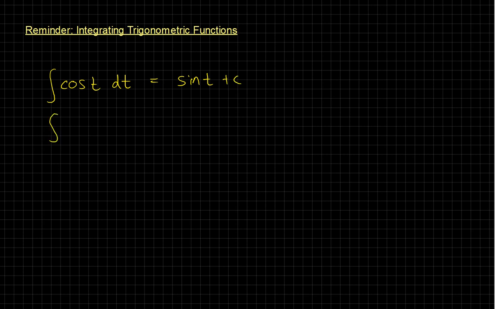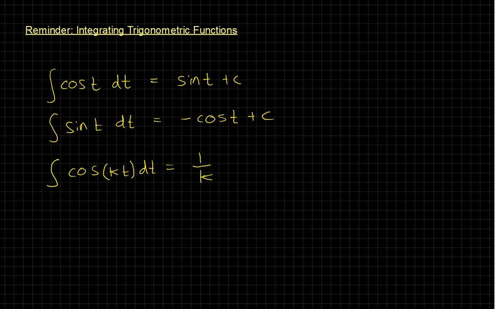Okay. Integral of sine t with respect to dt, take a moment. What is it? Should be happy that it's this, minus cos t plus c. Okay, and then stepping up slightly, what's the integral of cos of some constant k times my variable t? What is that? So in this case, we've got 1 over k sine kt plus c.